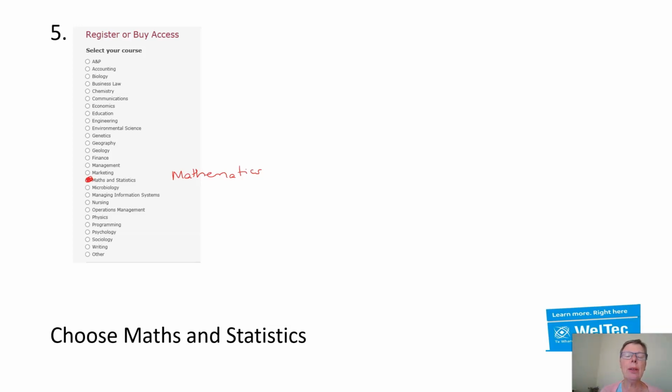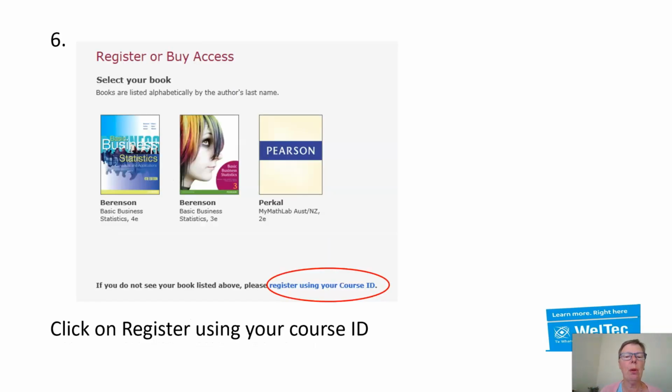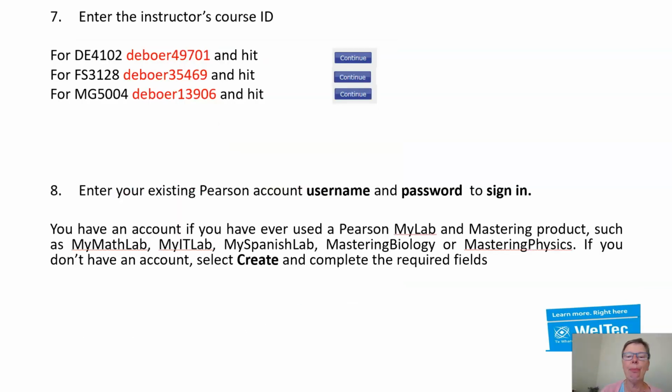Okay, then there'll be a list of subjects. Sometimes they change without warning, so you might just have to look. It might be maths, or it might be maths and statistics, whatever. You need to find the one that looks like maths, and then from there you choose your course. Now, sometimes the textbooks come up, sometimes they don't, so if you don't see yours there, then you're going to have to register with the course ID and click on that yellow text there. All right, now you are 4102, so you have to enter this number here, and then you'd hit continue.